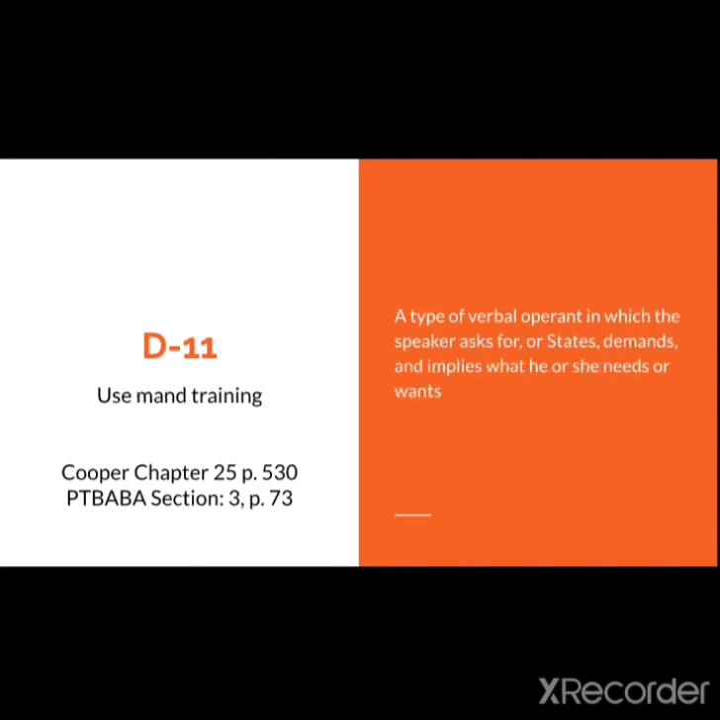Then we have mand training. This is the first thing that you teach an individual. It is a type of verbal operant in which the speaker asks for, states, or demands and implies what he or she wants or needs. So it's saying, hey, I need water, and the listener is going to go get you water if it has a specific reinforcer involved in it. And there's also going to be an MO, a motivating operation: your want, your value, your need in getting water.